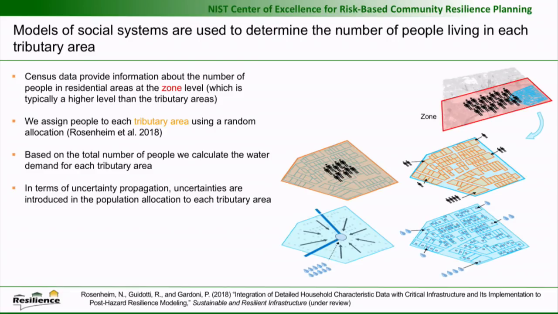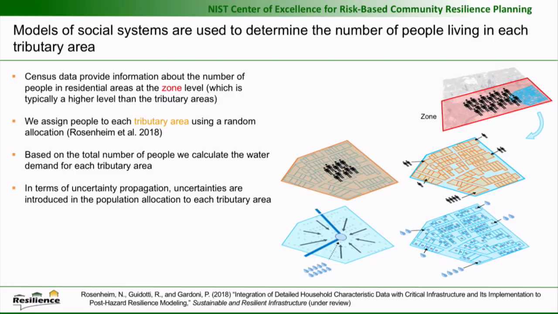Models of social systems are then used to determine the number of people living in each tributary area. Census data typically provides information about the number of people in residential areas at the zone level, which is typically a higher level than the tributary areas. So we assign people to each tributary area using a random allocation. Based on the total number of people, we calculate the water demand for each tributary area.